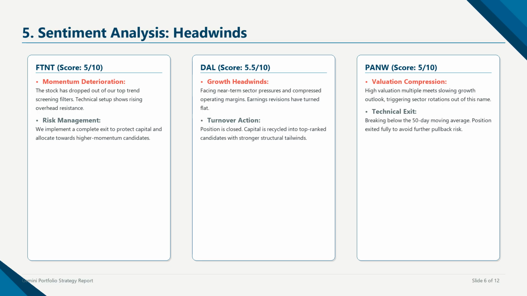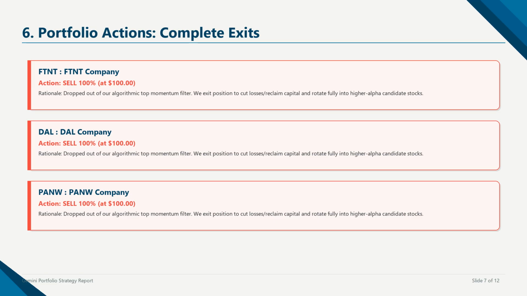Minimizing holding drag is essential for compounding portfolio returns over time, and our systematic screening helps us avoid the sunk cost fallacy. By eliminating these underperforming assets, we keep our capital efficient and highly active. Based on these insights, we are implementing several complete exits to optimize our portfolio. We are selling all shares of FTNT, DAL, Panwa to manage risk and cut losses.